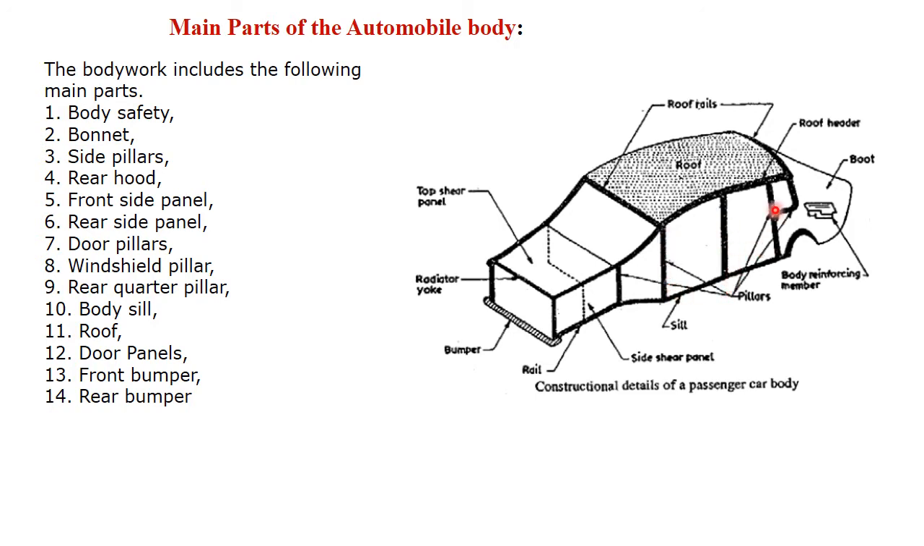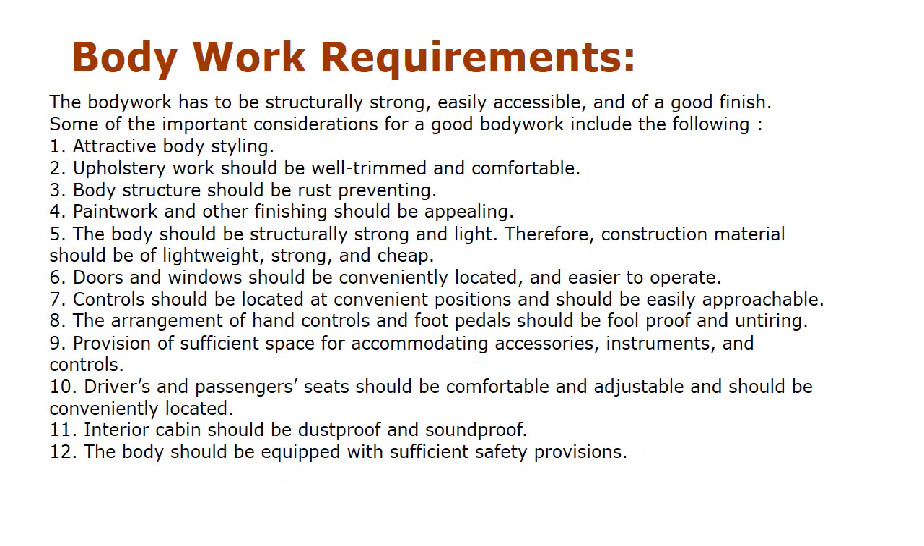Your pillars are there. The pillars, front pillar, center pillar, rear pillar is there, roof is there, roof rails are there, roof headers are there, boot, that is the rear part of the vehicle, where you can store the different luggage, correct. Here there is a bonnet, or you can also call it the hood. So such as these are the different parts of the body.